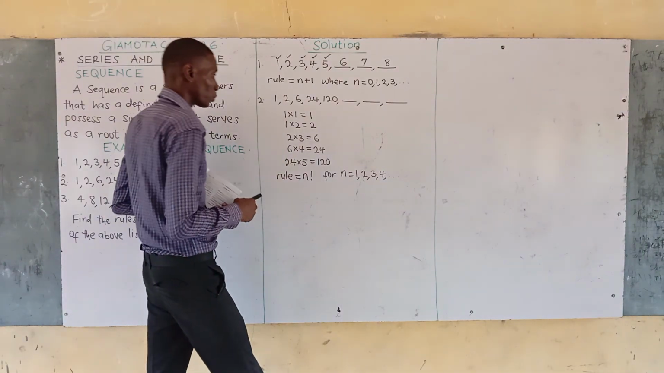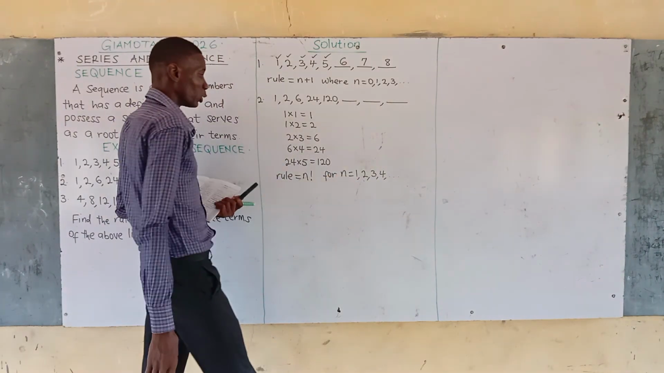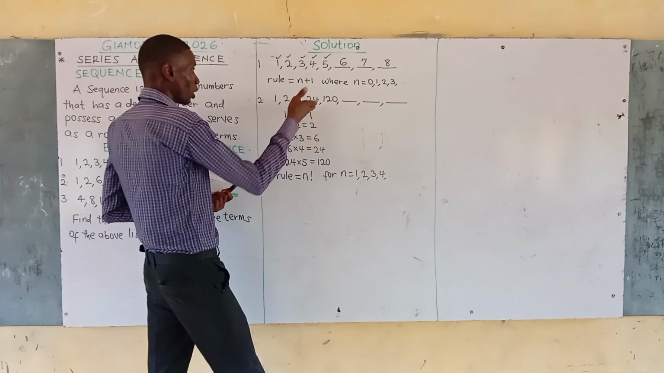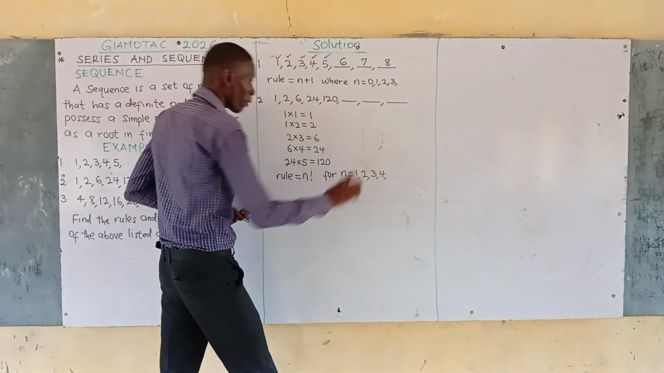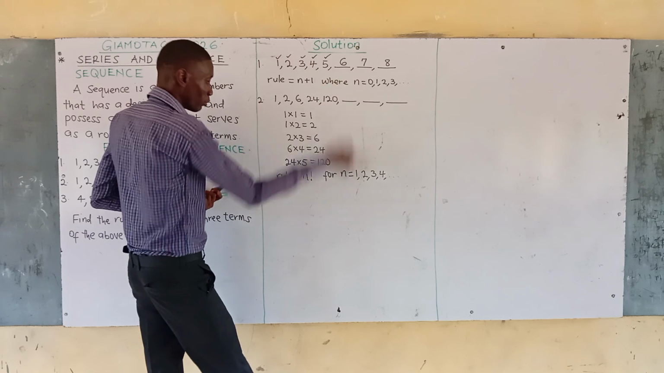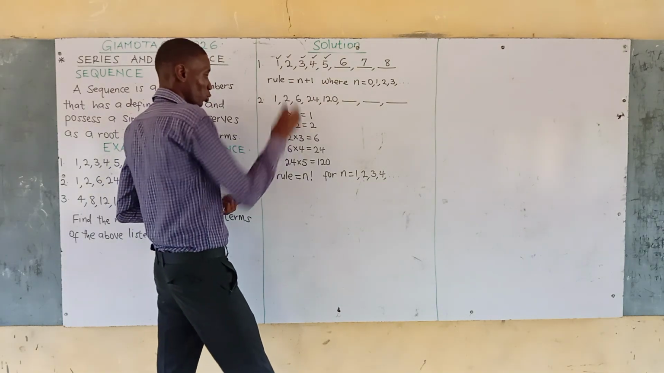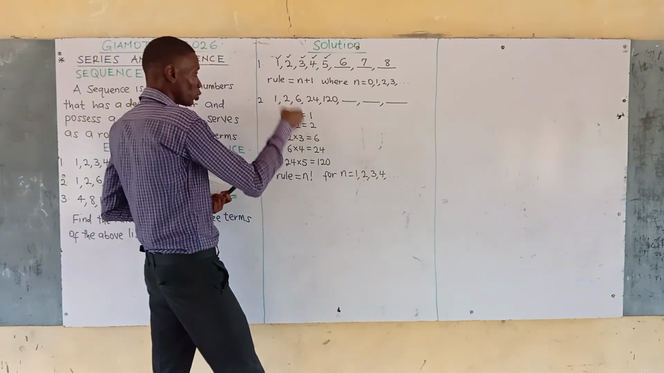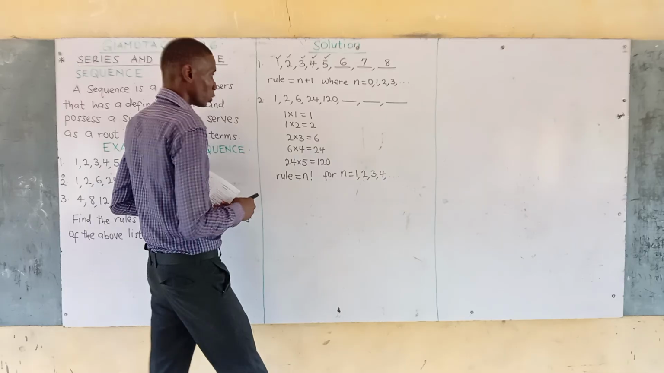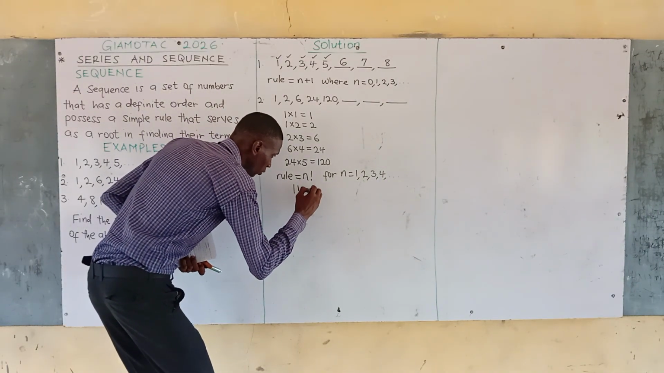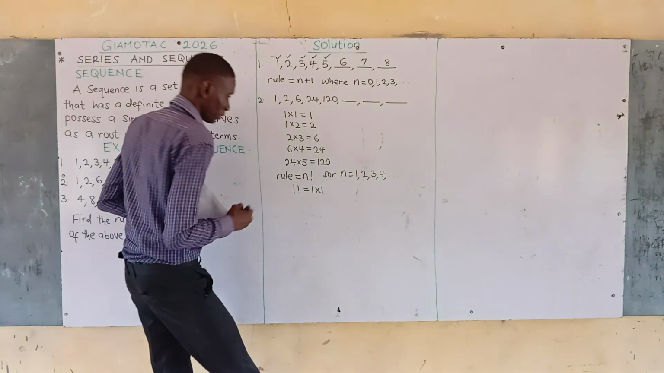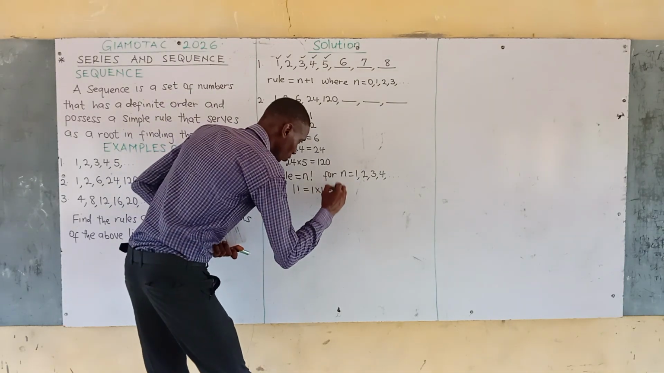Now let's check it out. If our n is 1, 1 times 1 will give us 1. The answer is straightforward. If our n is 2, 2 times 1 will give us 2. If our n is 3, 3 times 2 times 1. So that is where it's coming from. 1 factorial is equals to 1 times 1, which will give us 1.